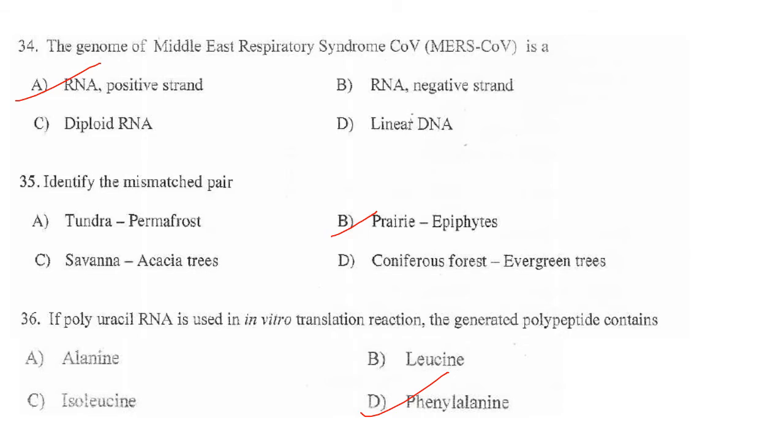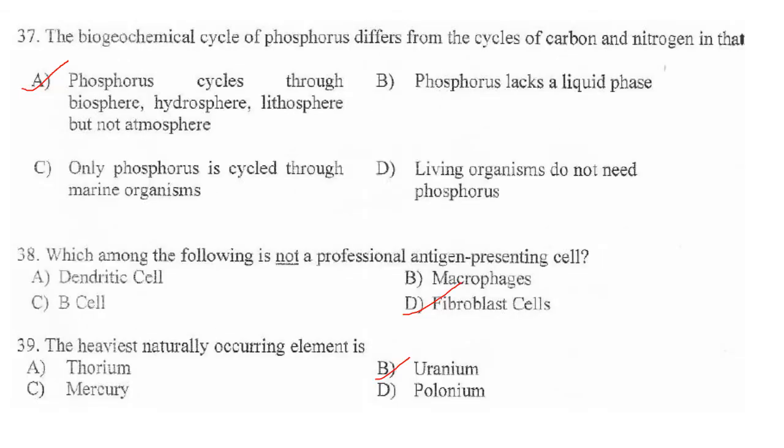Then, if polyuracil RNA is used in an in vitro translation reaction, the generated polypeptide contains what? If poly-U RNA is used in an in vitro translation reaction, UUU codes for phenylalanine, so it will naturally contain a polypeptide with phenylalanine. Then, the biogeochemical cycle of phosphorus differs from the cycle of carbon and nitrogen in that.